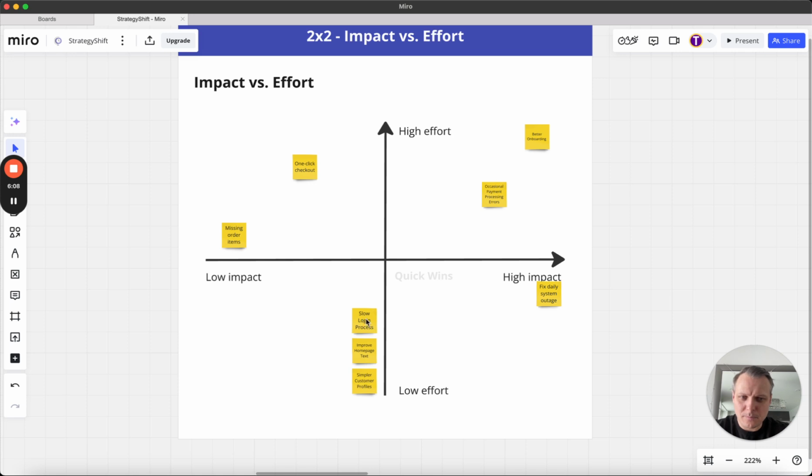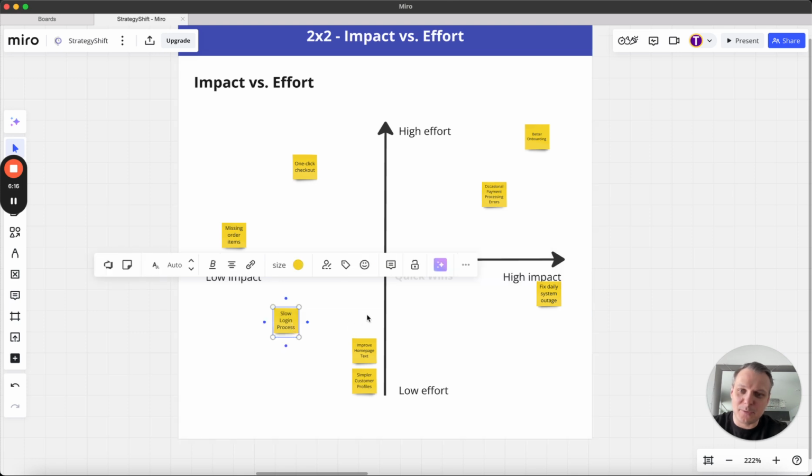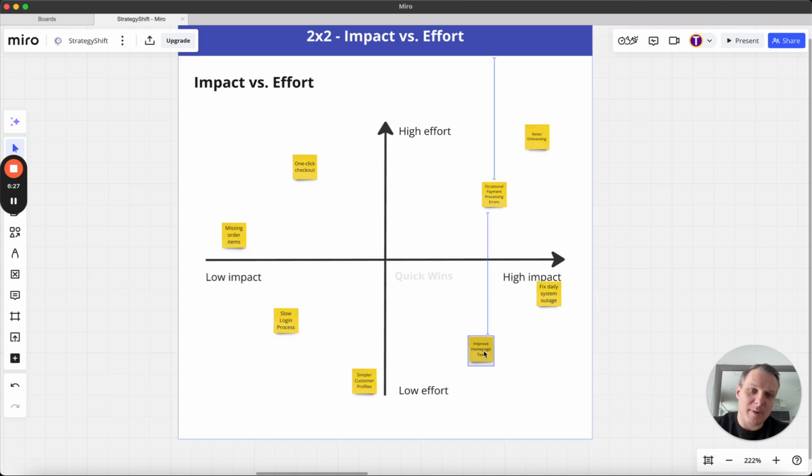It's a system that you need to fix. The slow login process: maybe not many people are complaining it's slow, but people are kind of dealing with it. So maybe it's low impact. Improving homepage text: if you improve homepage text, maybe the conversion rate is too low. So maybe it's a medium impact, but low effort activity.